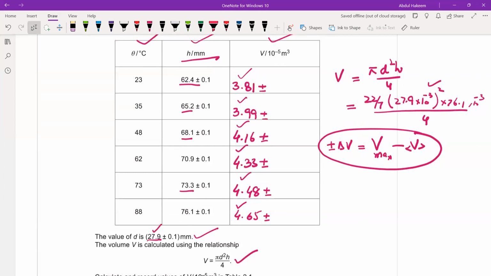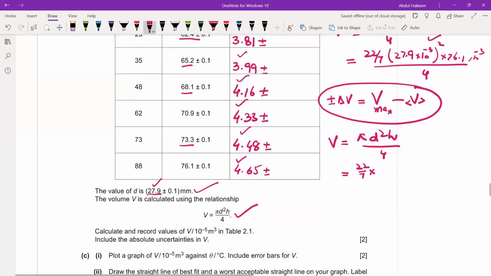So we calculate for the first. Look, V is equal to pi d squared h divided by 4. So pi is again 22/7. We will use the maximum value of d. Look, 27.9 is the average value. At the maximum, we will add this error. So 27.9 plus 0.1 becomes 28.